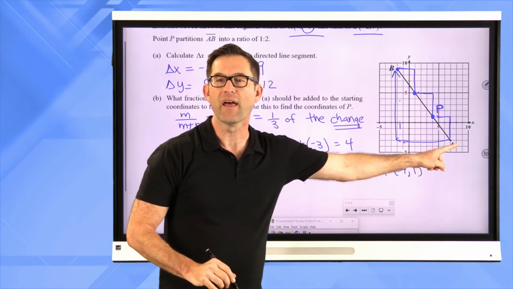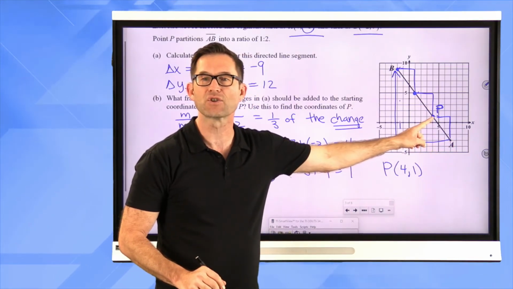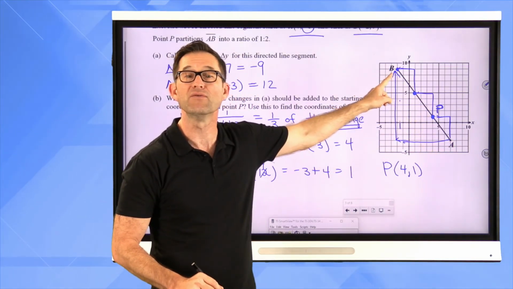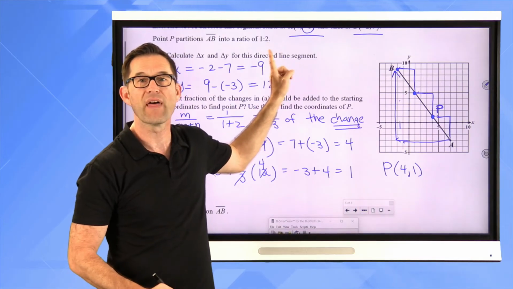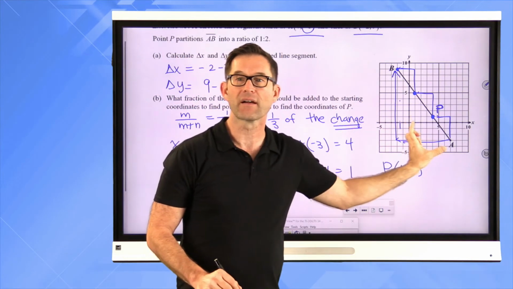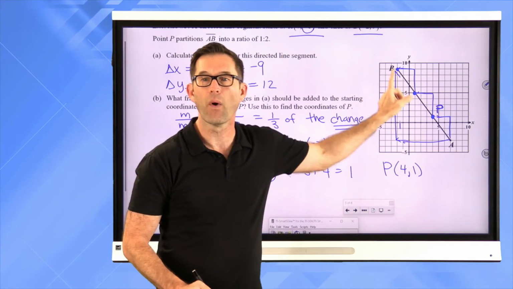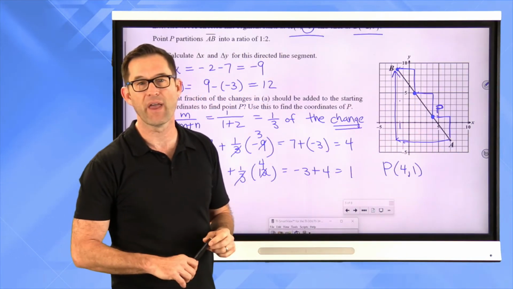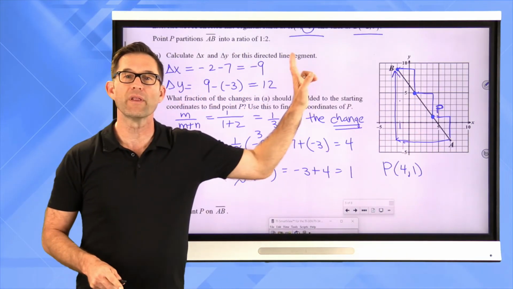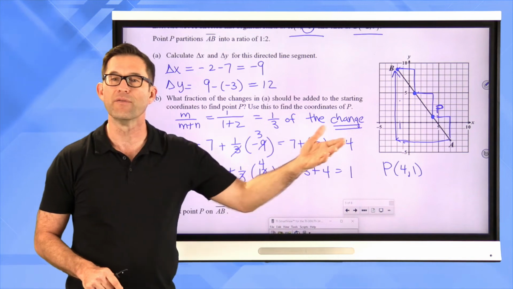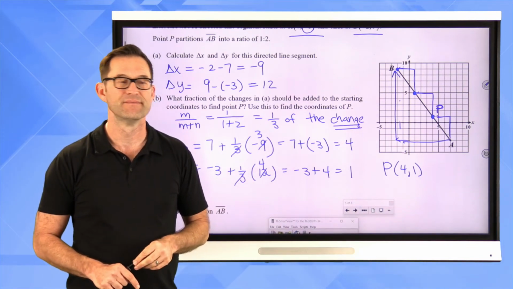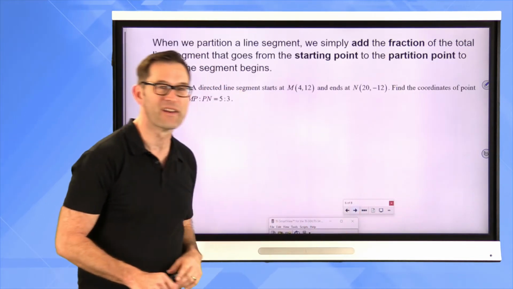I can see that AP is sort of one section, and then P to B would be 2 of those sections, giving me that 1 to 2, right? And clearly AP is 1/3 of the length of AB, right? So you can really kind of verify that ratio if you've got something like this. All right, let's take a look at another one.